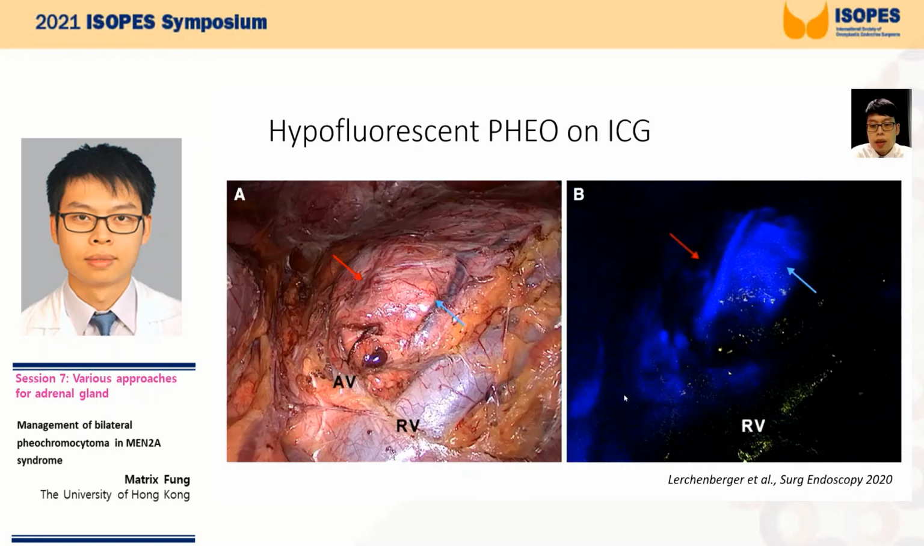This is an example taken from a study published in 2020. On the picture on the right side, you can see that the normal adrenal cortex appears hyperfluorescent or blue under ICG imaging, whereas the pheochromocytoma appears non-fluorescent. The surgeon can then do the transection along this line of demarcation.